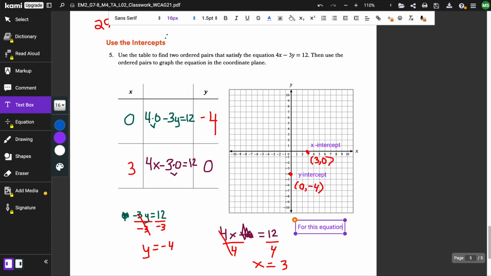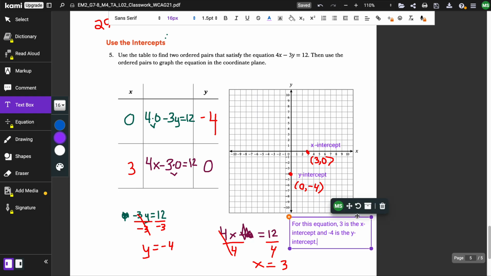For this equation, 3 is the x-intercept and -4 is the y-intercept. So when we're talking about the intercepts, we're just talking about that particular number because we already know the other part of the coordinate is 0.